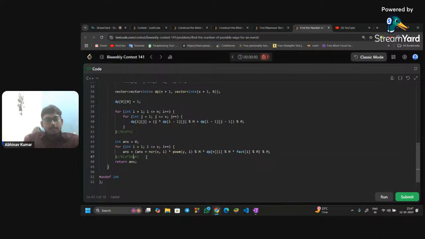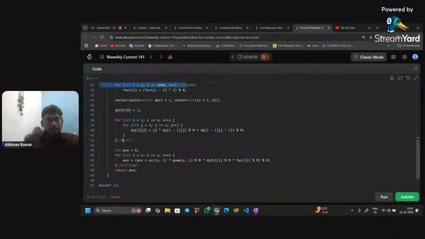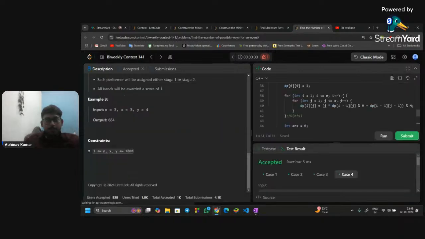It would be log n or log x, whichever is bigger. So max of log n or log x, whatever you want to call it. I hope that is okay. So overall time complexity is n into x plus x into log n. The biggest one is n into x only, and x into log n would always be smaller. So n into x would be accepted here for the given constraints, which were 1000 for n and x.